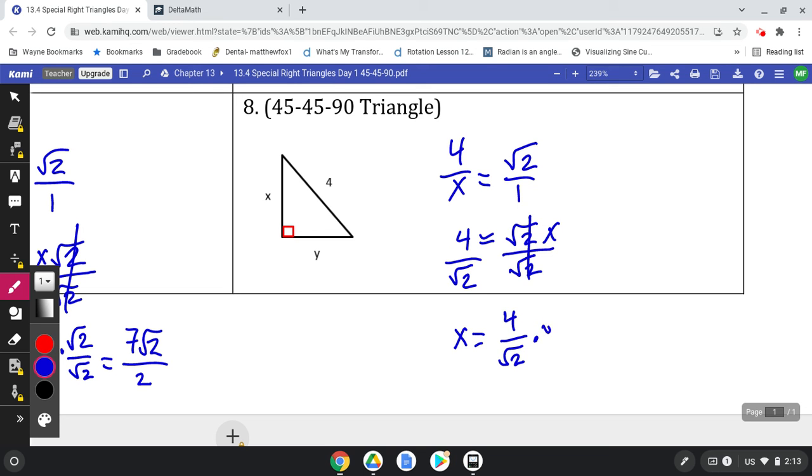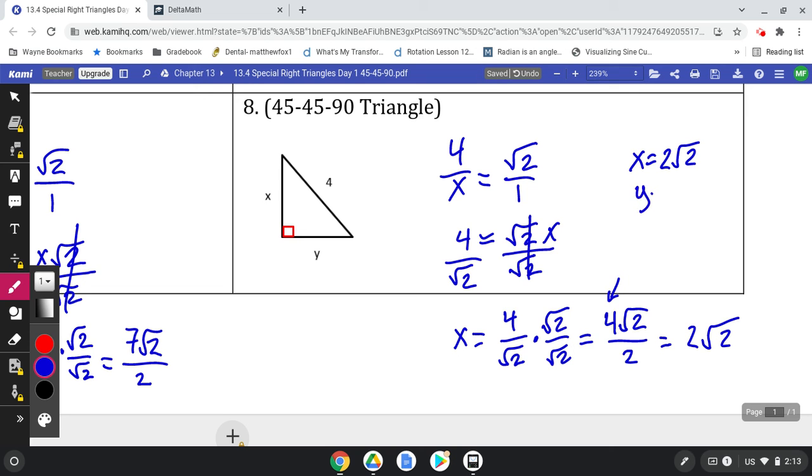Okay? Now we multiply this by the square root of 2 over the square root of 2. 4 square root of 2 over 2. At this point, it's a little different. The last one we were done. This time 2 can go in right here into 4. So that will actually simplify to 2 square root of 2. 2 goes into 4 twice. So x equals 2 square root of 2. Y equals 2 square root of 2. And we're done.